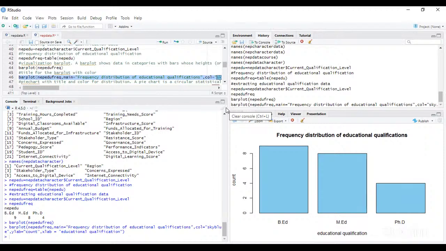There is a color also. So when you write bar plot, bracket, the name of your vector, after that there is a comma and you are writing main equal to frequency distribution of education qualification. This main you use to write the title of your bar plot. Inverted commas are there because you are using textual language. This is not related to any code. You are writing your own words. Now there is a comma, then col, you all know color. ylab, xlab is the x-axis, y-axis, and in this way this bar plot is complete.